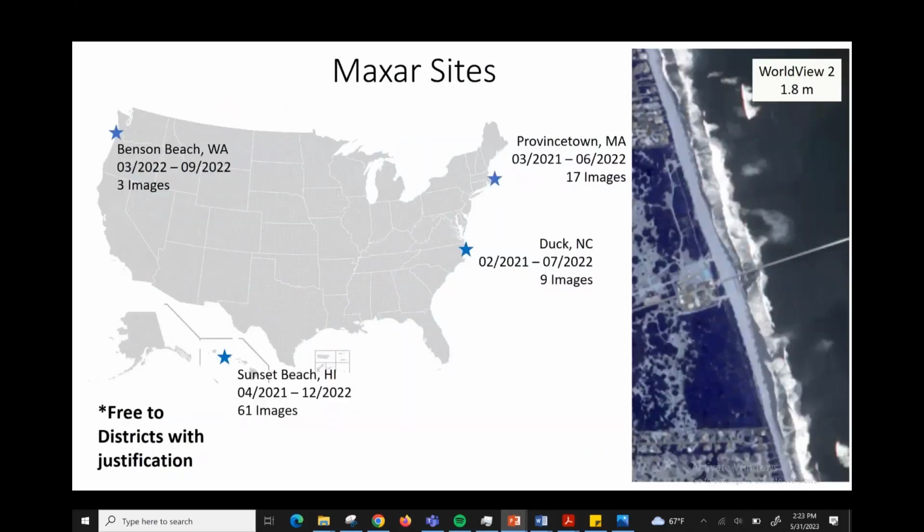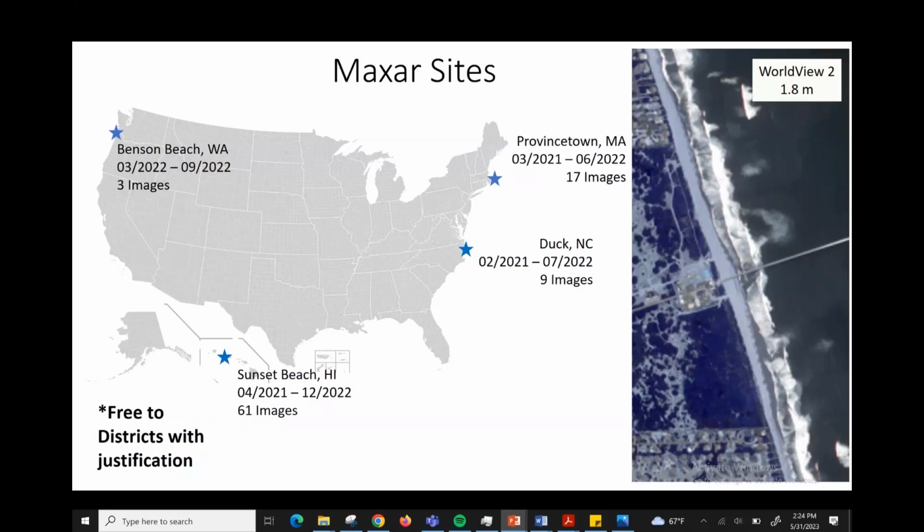In addition to PlanetScope imagery, we're looking at Maxar imagery. So Maxar imagery is WorldView 1, 2, and 3, and GeoEye. And this is even higher resolution than PlanetScope. It has a 1.8 meter ground sampling distance. An example of a WorldView 2 image is shown on the right there. And what's great about this Maxar imagery is that it is free to districts with justification. So we could really lean in on this data source that we already have access to.